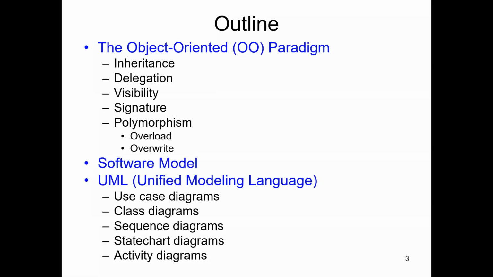So this gives you the outline of today's lecture. First, I will go through some basic OO concepts: inheritance, delegation, visibility, signature, and polymorphism. These concepts are from your previous OO courses, so if you're familiar with them, you can skip this part. The second and third parts of this lecture are about modeling, and especially we are going to discuss UML, the Unified Modeling Language, because we are going to use UML extensively in our course.